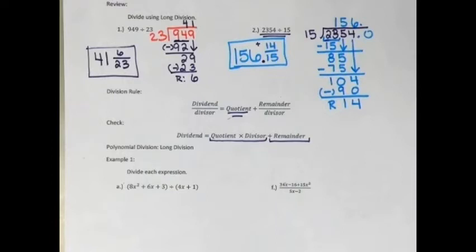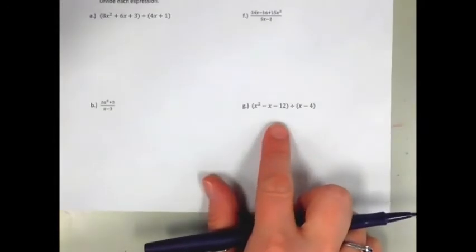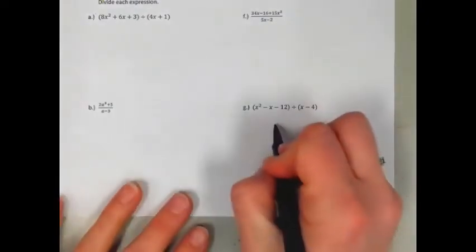So now, how do we do this with long division, all right? Or with polynomials is what I meant to say, polynomials. Let's look at, and I'm going to do the last one here, G first, okay? So we have x squared minus x minus 12 divided by x minus 4, okay? Same idea as we did before.